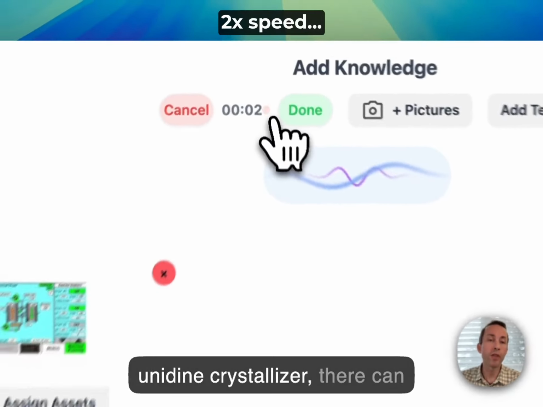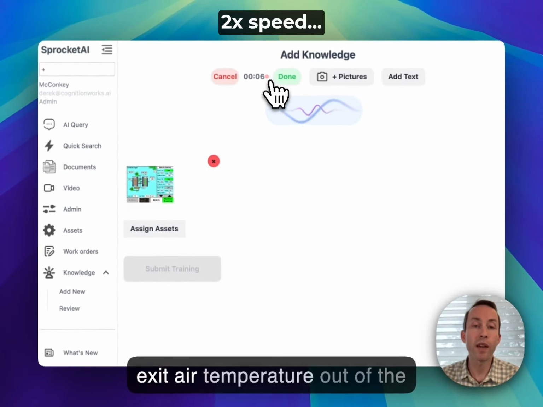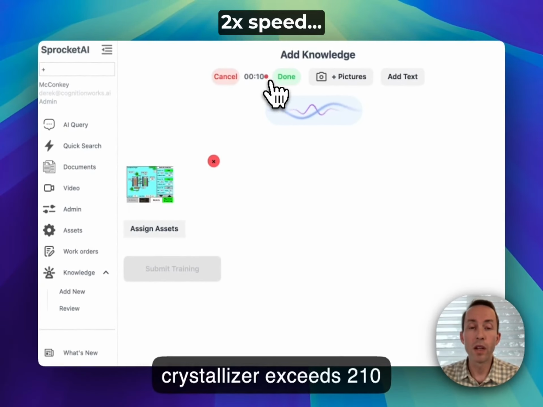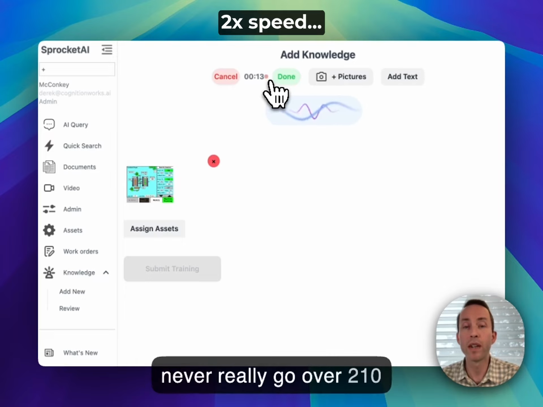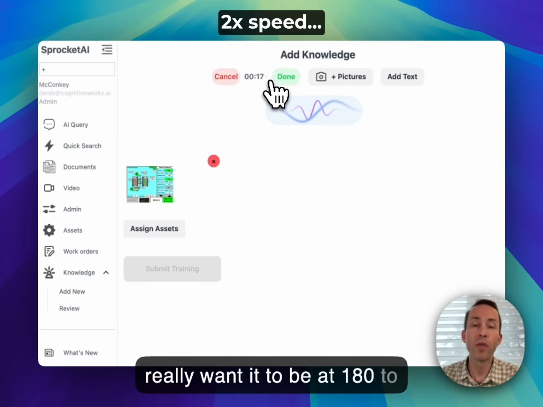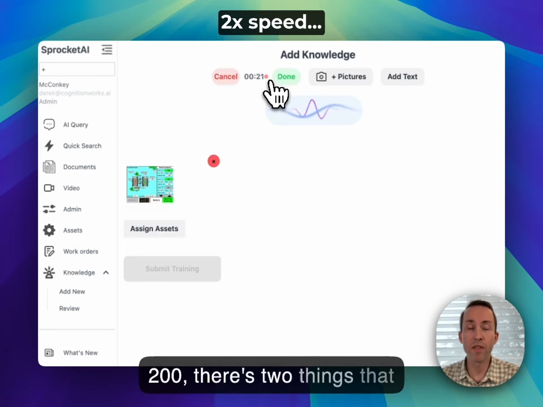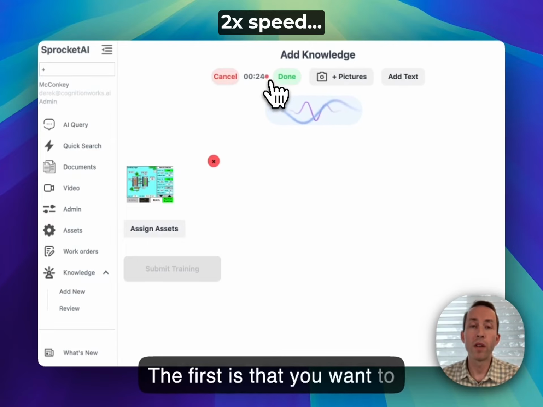On the Unidyne crystallizer, there can be some occasions where the exit air temperature out of the crystallizer exceeds 210 degrees Fahrenheit, and it should never really go over 210 degrees Fahrenheit. You really want it to be at 180 to 200 or so. So if it goes over 200, there's two things that you've got to take a look at. The first is that you want to take a look at the dampers.